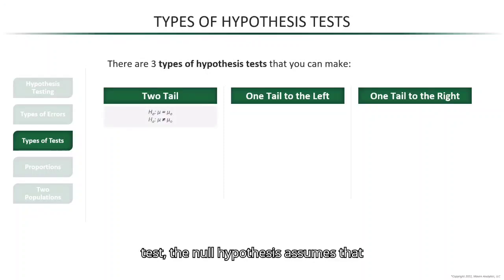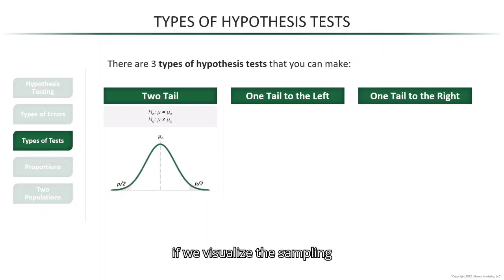Now, in a two-tailed test, the null hypothesis assumes that the population parameter, like the mean here, is equal to a certain value. So rejecting it implies that the mean isn't equal to that value. And if we visualize the sampling distribution, then the rejection region and the p-value consider the areas from both tails. Since in order to reject the null hypothesis of the mean being equal to something, the sample can come from either extreme. Now the p-value formulas in Excel for these types of tests are the following.